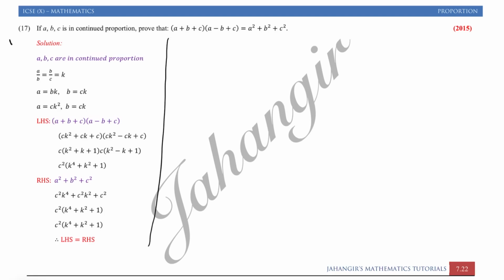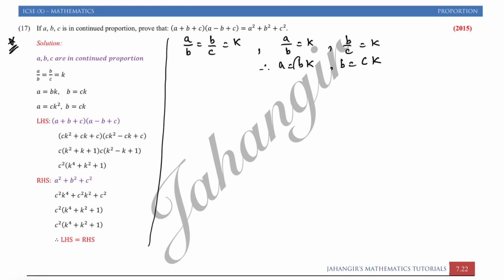This question is quite important. If A, B, C are in continued proportion, again we get a question related to continued proportion. So for continued proportion, what we will do? We will write A by B is equal to B by C equal to K. This type of question we had done in K methods. So A by B is equal to K, and B by C is equal to K. Therefore A is equal to BK and B is equal to CK.